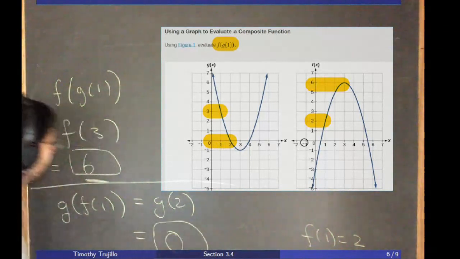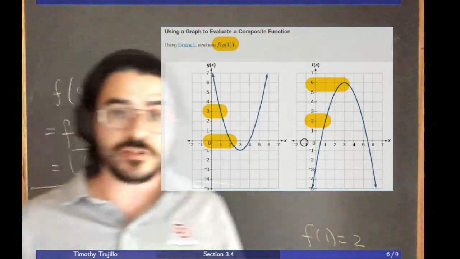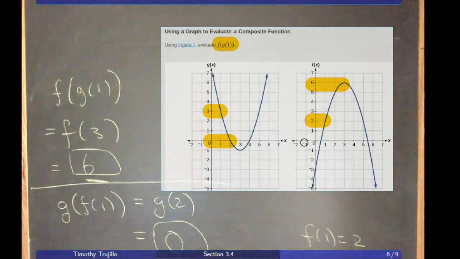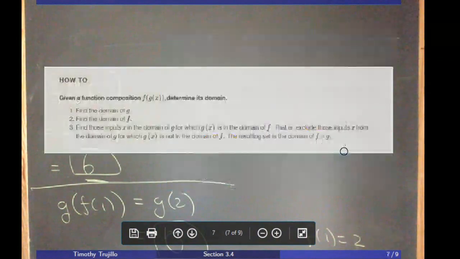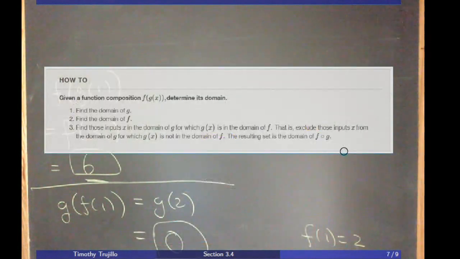So the point of this example is that the order of the composition really matters, right? And then also you should be able to do this from the graph itself. So not only just from the equations, but from the actual graph. Okay, so let's do an example where we do things with the equation.